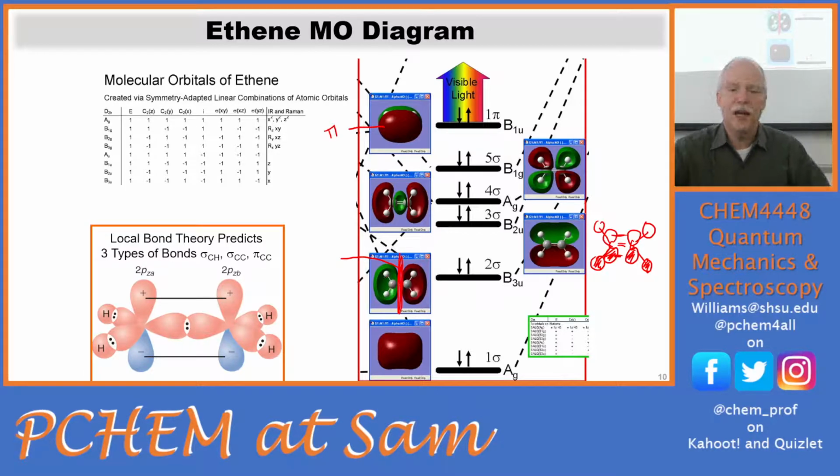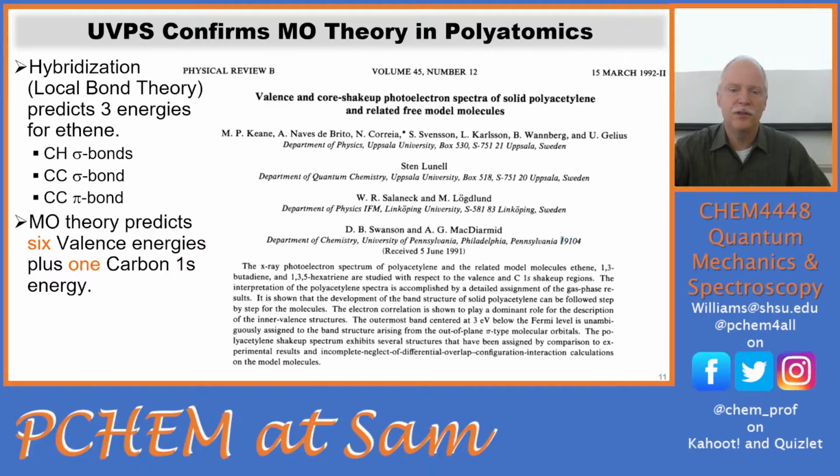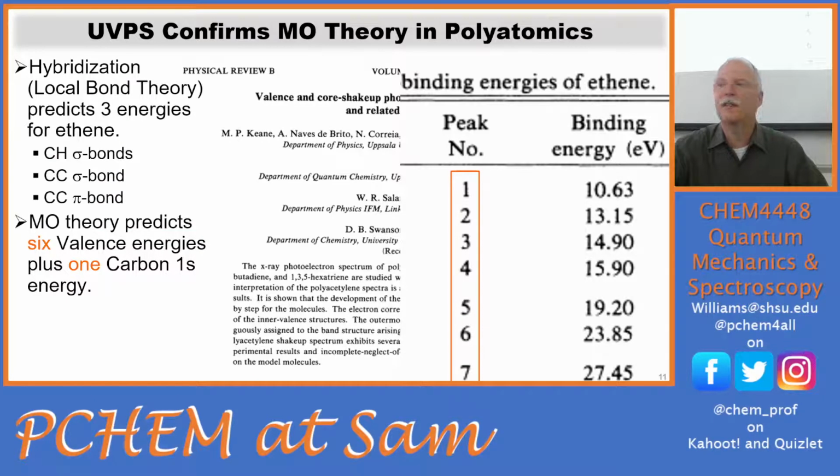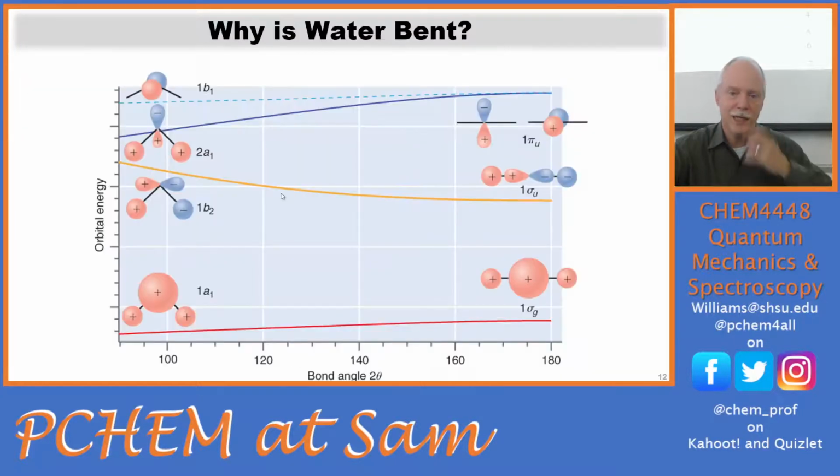Okay, we're out of time, so I'm going to just show you, yes, this produces 6 peaks plus the 1s on the carbon. And so once again, the molecular orbital theory is confirmed by the UVPS.